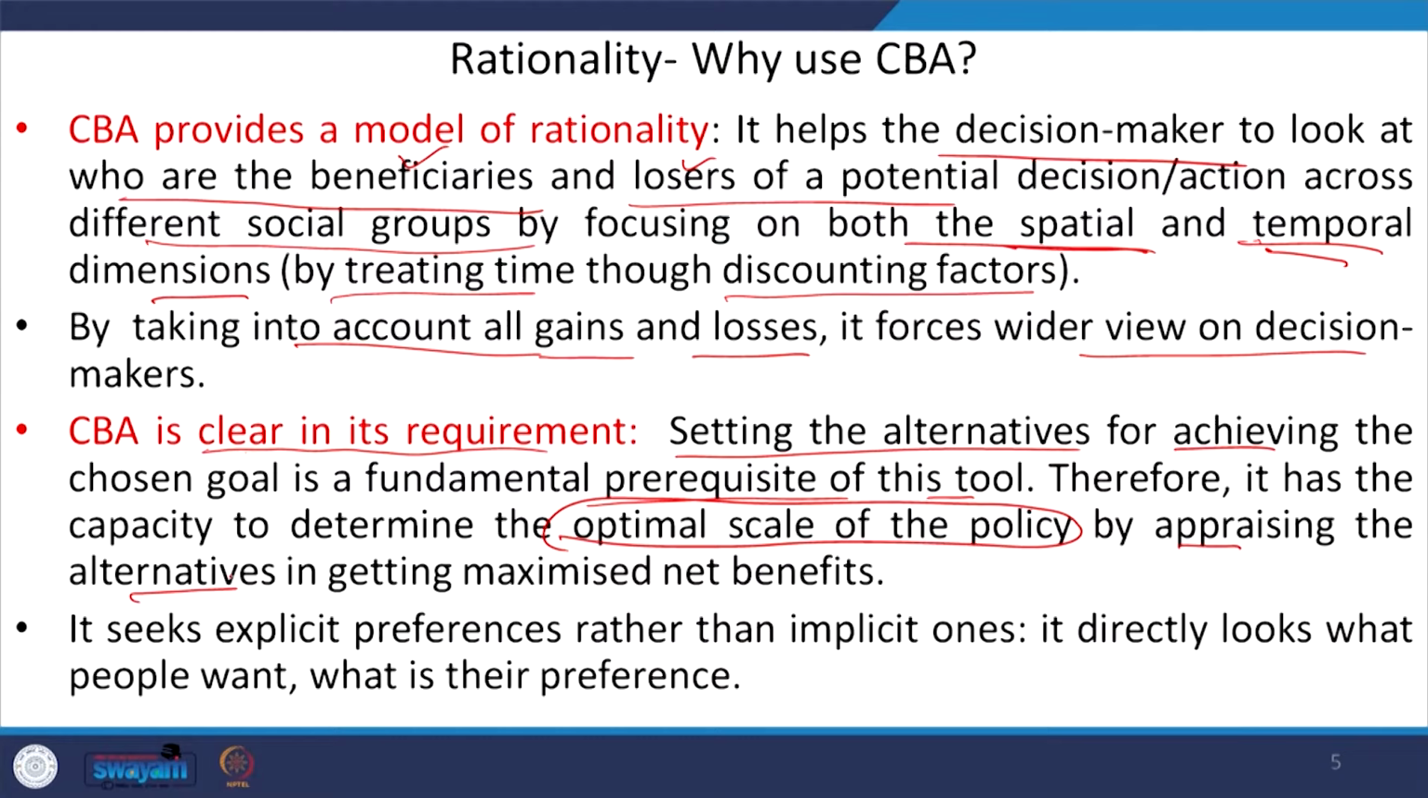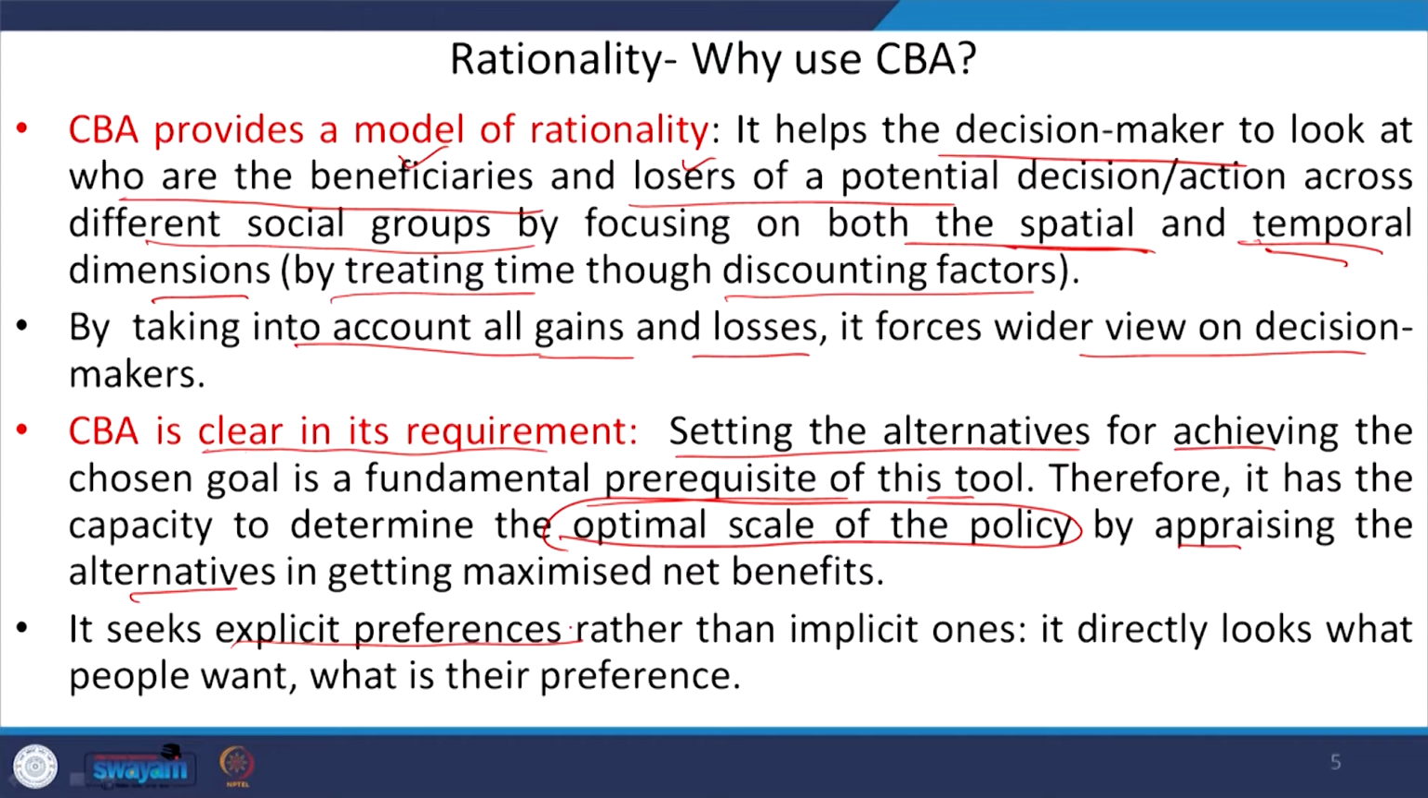And the third one, which may be the implicit one, also supports the rationality for using this CBA: it is seeking the explicit preferences rather than an implicit one. Why are you saying that it seeks explicit preferences rather than the implicit one?